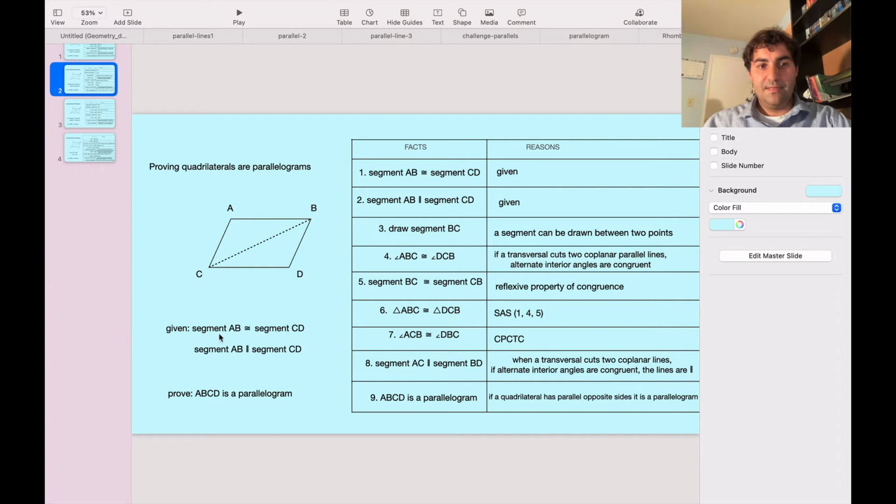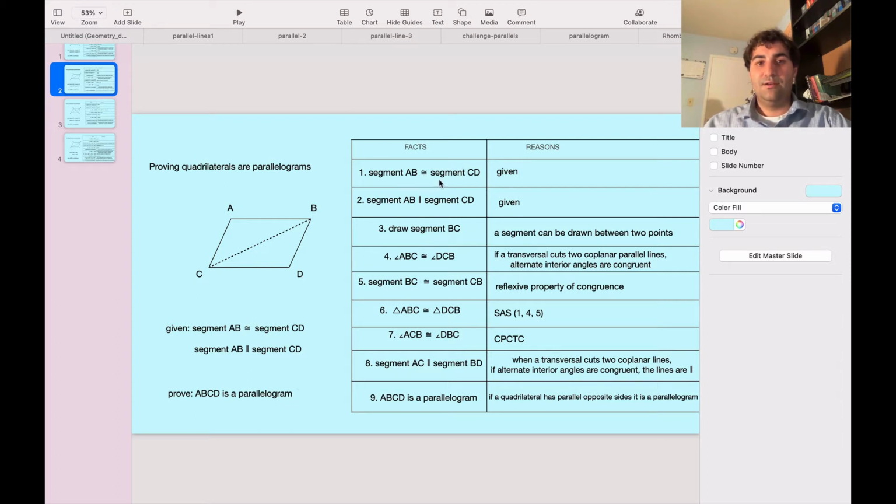So we're given that segment AB is congruent to segment CD, and that segment AB is parallel to segment CD. So we know that this side and this side are both congruent and parallel. And then we're going to prove that ABCD is a parallelogram. Again, we start off by not knowing that ABCD is a parallelogram. It's just a quadrilateral, and we're just going to use this information to prove that it is a parallelogram.